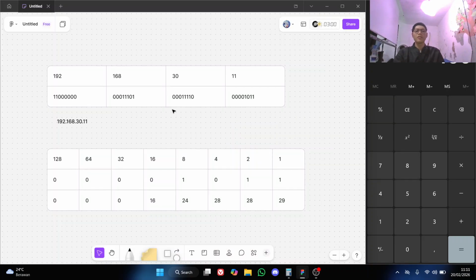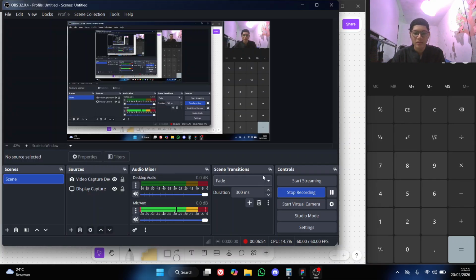So that is basically how to convert binary to decimal, or binary to IP. You can implement it in your network topology, because it's actually important to convert binary to decimal.